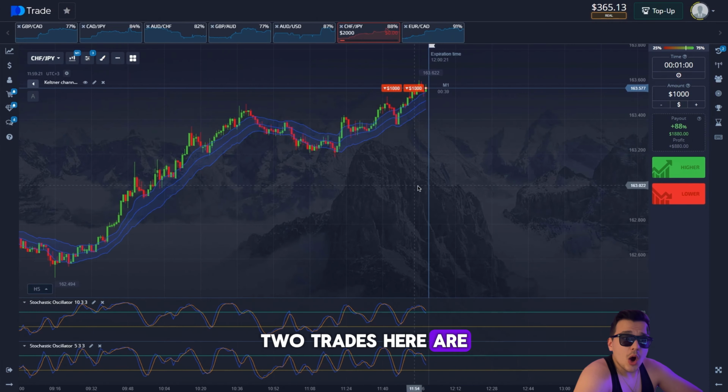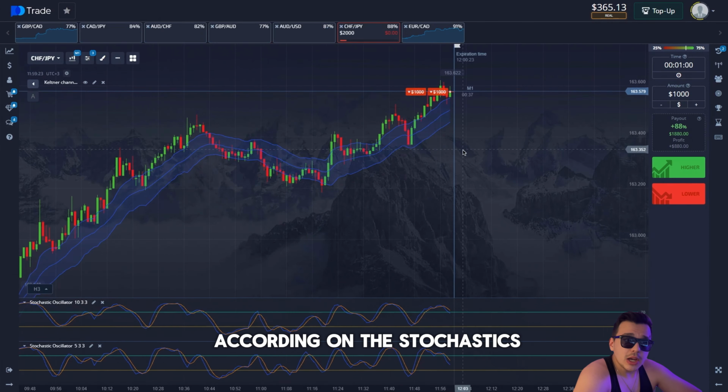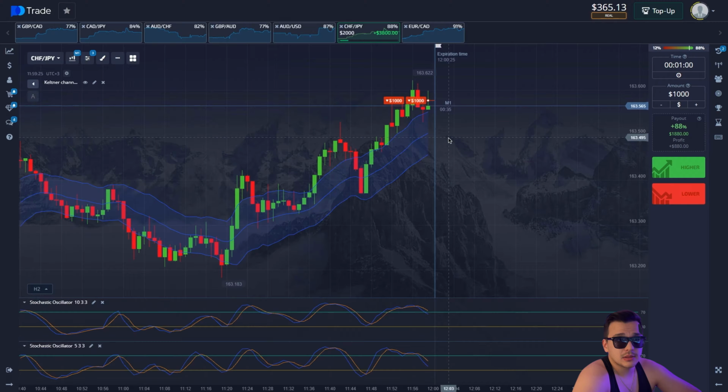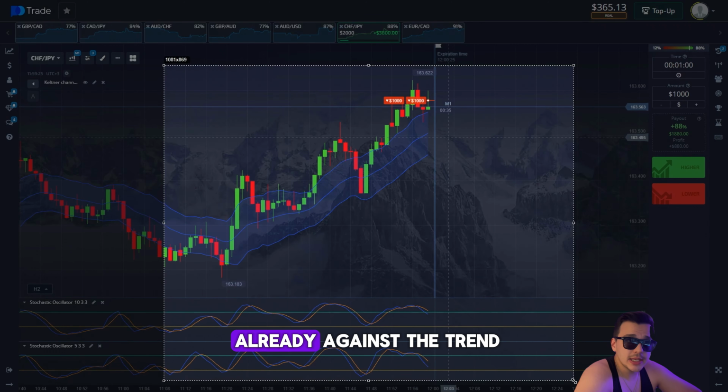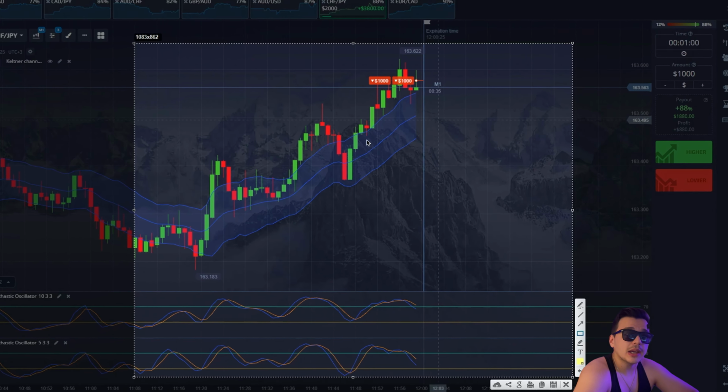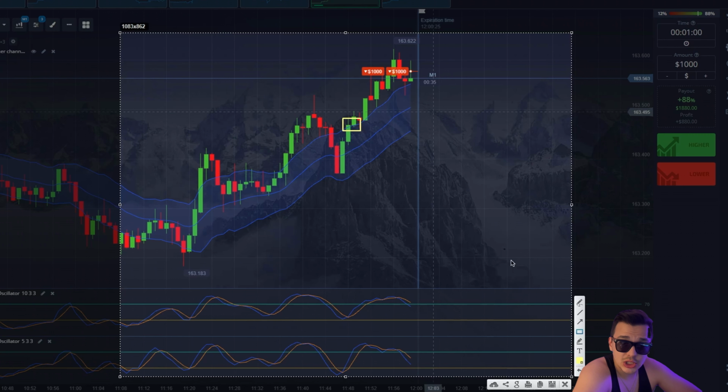Two trades here are open down. We have an exit according to the stochastics. The opening here is already against the trend, but here we are helped by the strategy. As I said, it is universal.